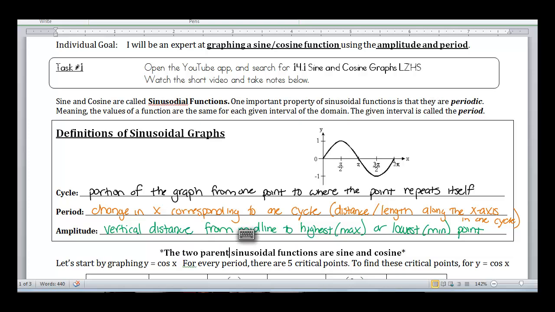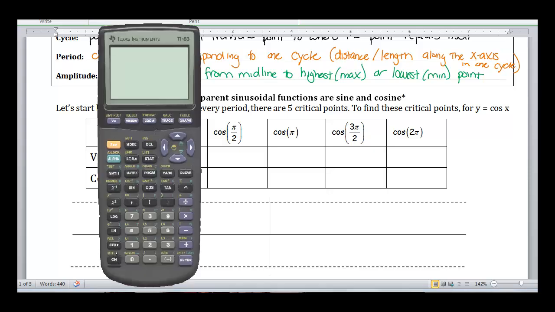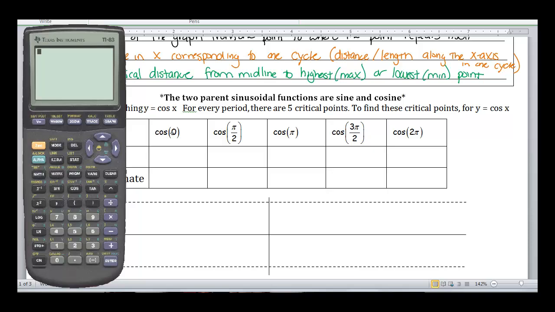Let's go ahead and see what the basic shape is for the two periodic sinusoidal functions sine and cosine. Below here we've made a table of values. What we want to do is take out our graphing calculators and put them in radian mode. So if I turn it on and go to mode, I want to scroll down and press enter on radian, so that's highlighted. Then we want to take the cosine of each of these different radian measures.